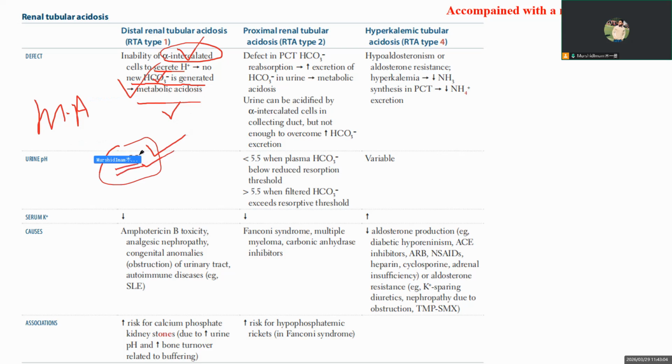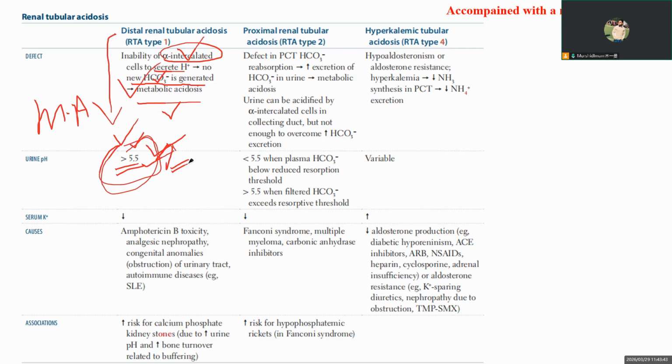You have to remember the 5.5. Usually in a healthy person, when the blood is acidic, the kidney should maximally secrete the hydrogen ion, driving the urine pH down to this value, right? But whenever a person has RTA type 1, the hydrogen pump is defective. So even though the blood is acidic, the urine cannot be acidified. So the urine pH remains inappropriately high, always above 5.5. We often say that the urine is inappropriately alkaline in the face of systemic acidosis.